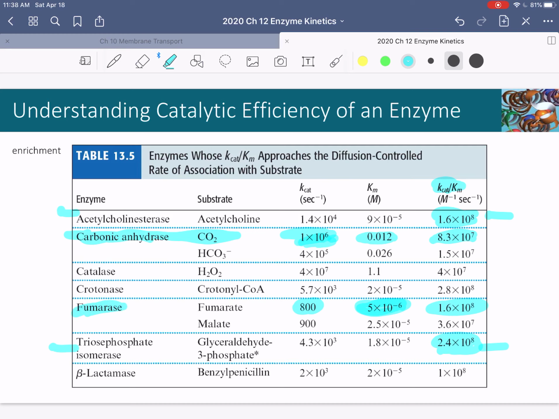So that's the lesson I want you to take away: neither one of those constants alone can tell you whether you have a good enzyme. You must look at the ratio of both the chemistry and the binding.